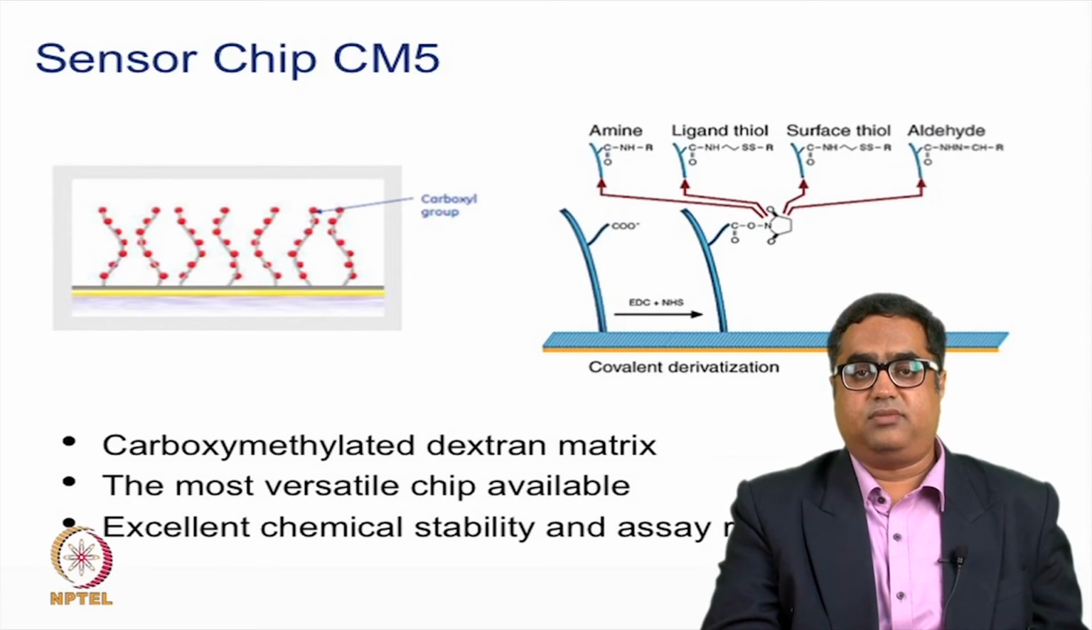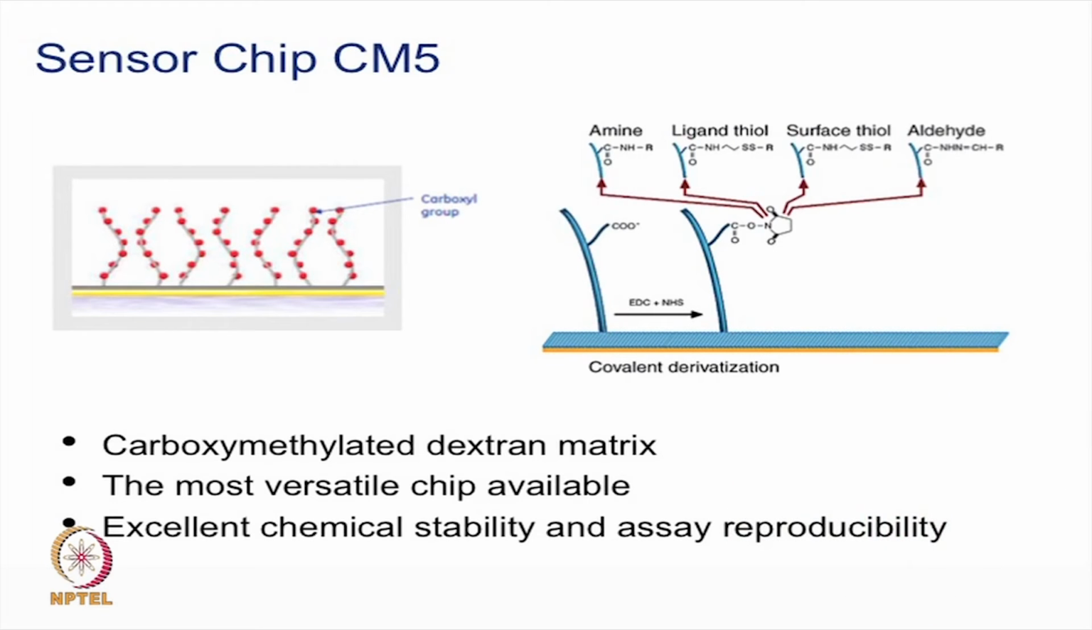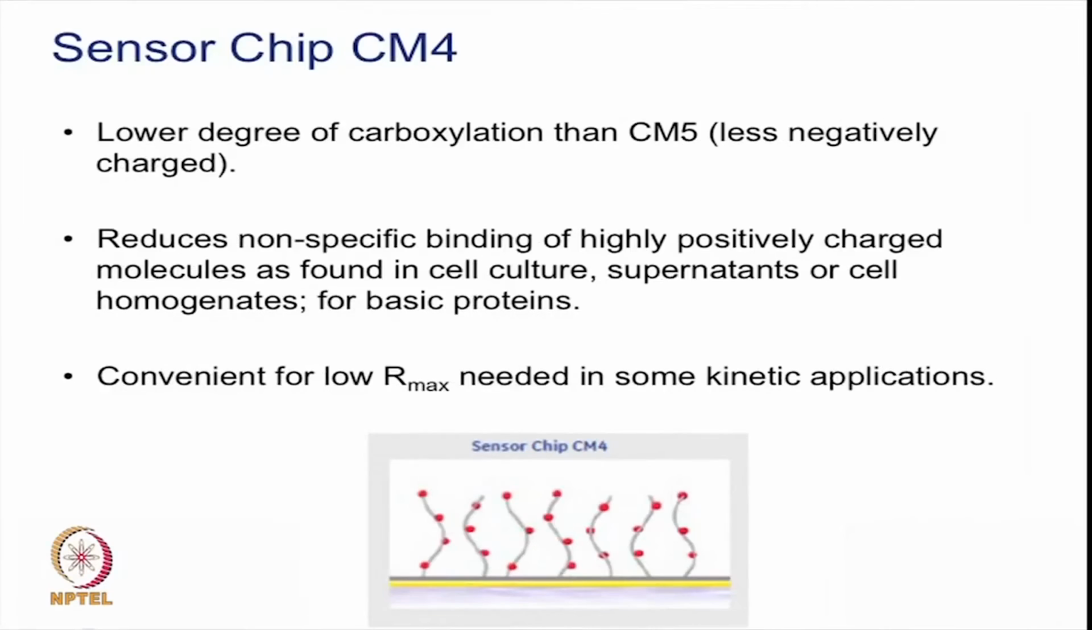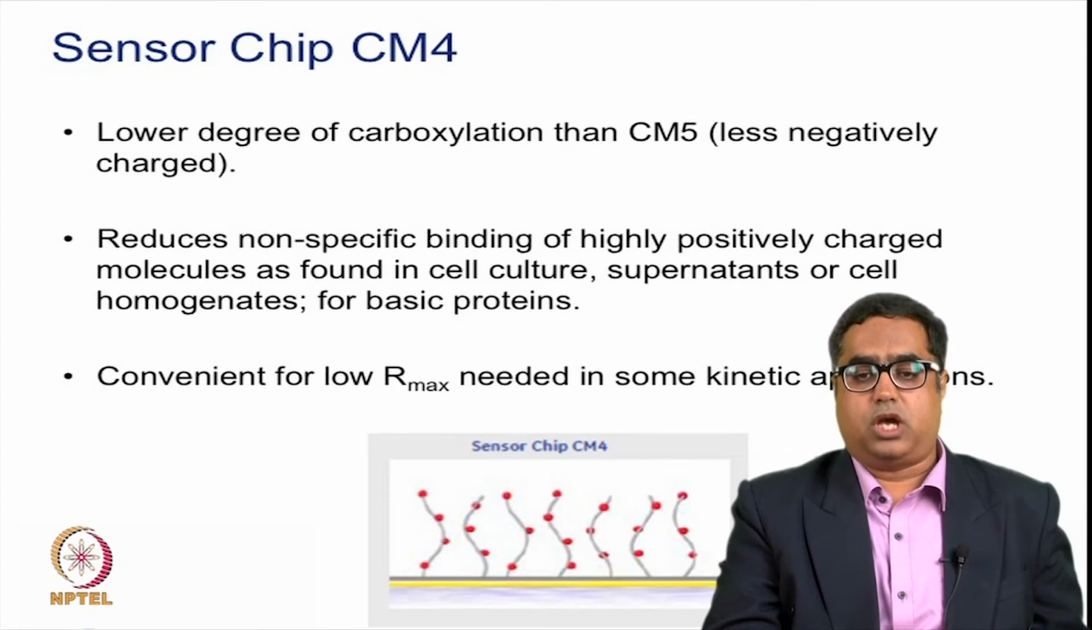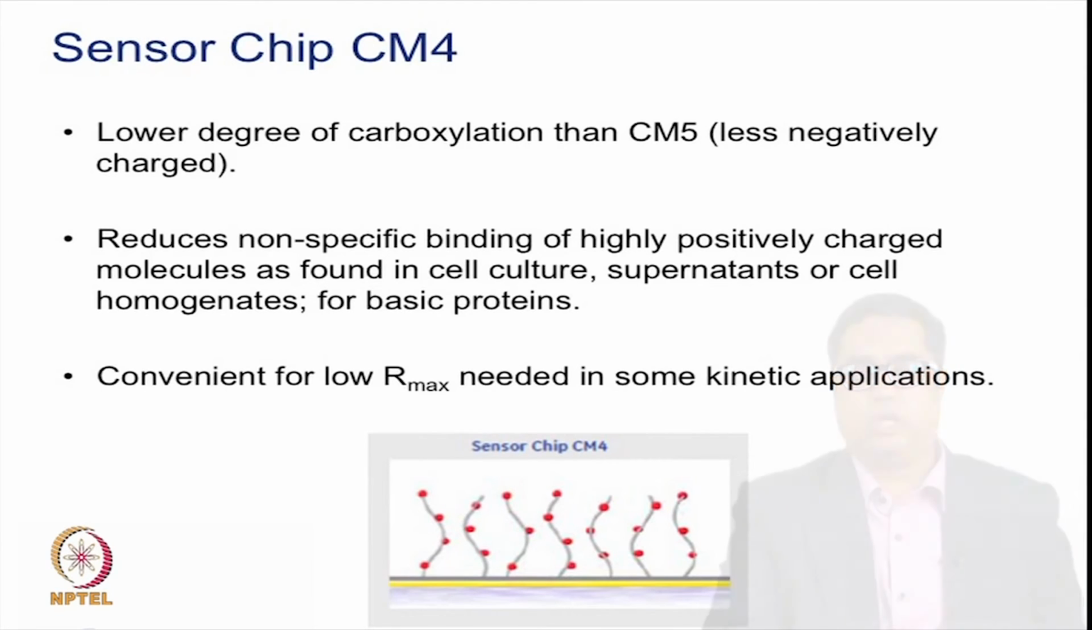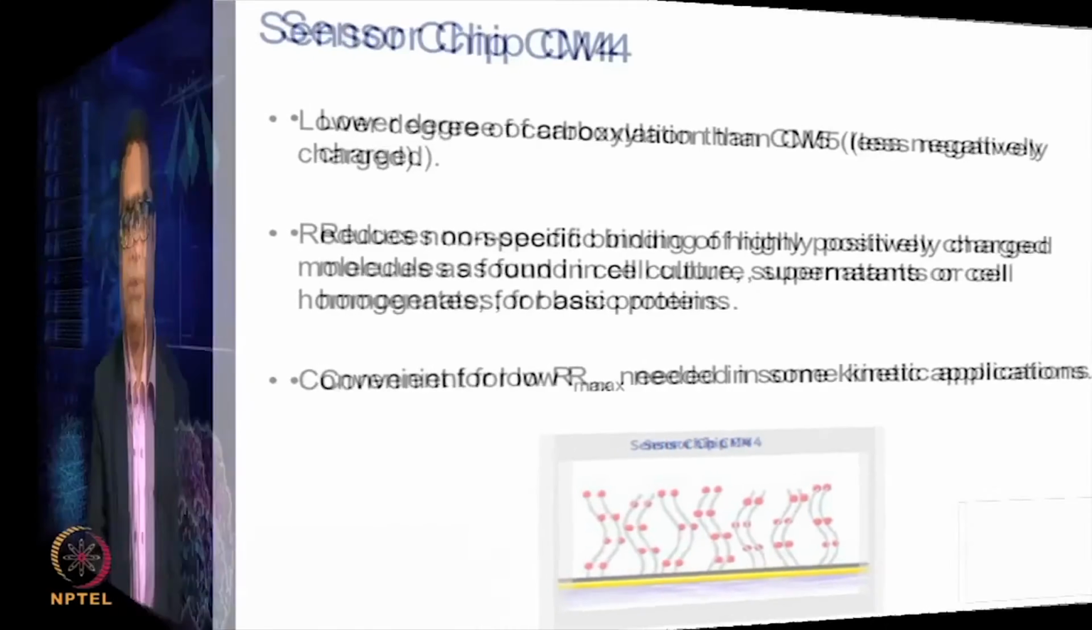And as I just said, CM5 is a very versatile chip, and any of these methods can be used to immobilize on a CM5 chip. Coming to another sensor chip called CM4. CM4 has a little less branching and a low charge, which is less negatively charged, and this particular chip surface is good for low immobilizations or low Rmax immobilizations, especially in cases where you are looking at interactions involving biosimilars.